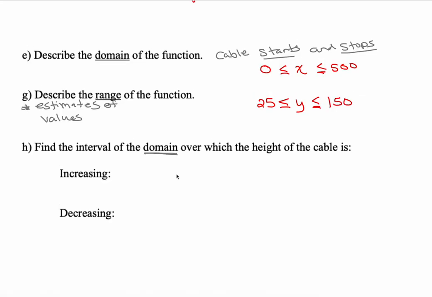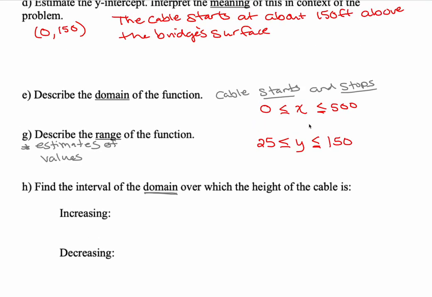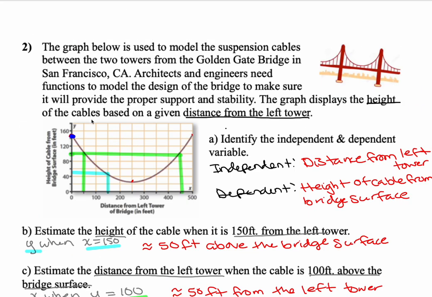We're going to find the interval of the domain over which the height of the cable is increasing and decreasing. So we are focusing on the domain, so we will be using the number 0 until 500. So that's going to be our smallest number, and 500 will be our highest number. If we look back at the graph, from the start point of the y-intercept, we can see that the graph is going to decrease first, so it's going down, and then it turns at that lowest point, and then it will start increasing. What that means is that it will decrease, and then it will increase.